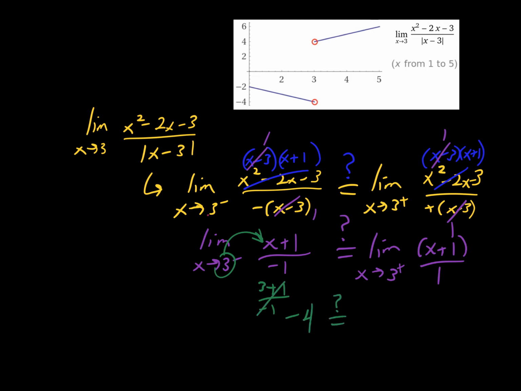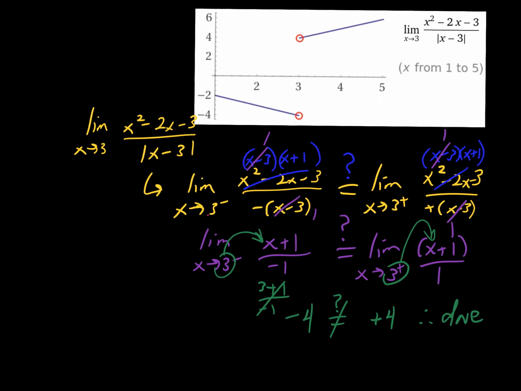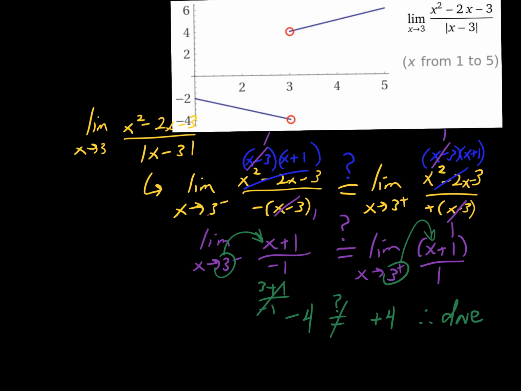Does that equal, what do we get here? Well, that's going to be a 4 over 1. That's a +4. That does not equal each other. Therefore, the limit does not exist. Now, I think if you look at the graph, it makes a little more sense. Right? As we're approaching from the left side, we're getting closer to -4, and from the right side, we're getting closer to +4. The limit does not exist.